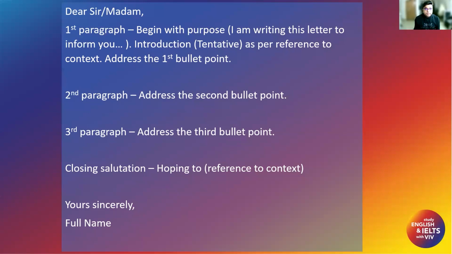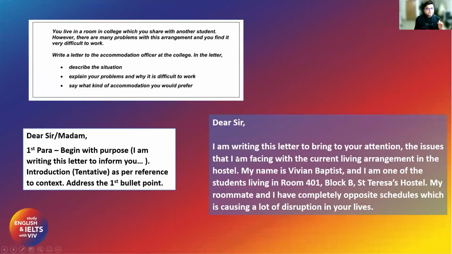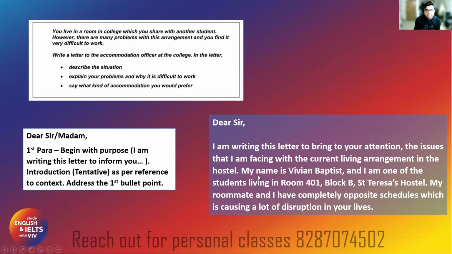So I'm going to show you a sample of my letter right now. Here we go. I mentioned the structure over here for you so that you can actually see it and then see how I've written it. I have started with the purpose over here, and then I mentioned my introduction, giving reference to context, as in the living room, room number, whatever it is, block P, and then St. Teresa's hostel. And I've just gone ahead and quickly described the situation by saying that my roommate and I have opposite schedules, and that's what is causing problems. I didn't go into detail because I'm going to do that in the next paragraph.